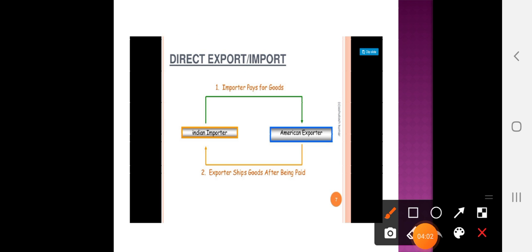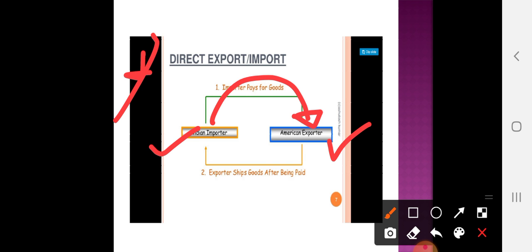This is an example to understand direct export or import. India is importing different goods from America. How will this transaction happen? First of all, India will give an order for particular goods or services. Then India will pay money to America, and once the payment is done, America will ship the goods and services to India. So that will be a direct export.